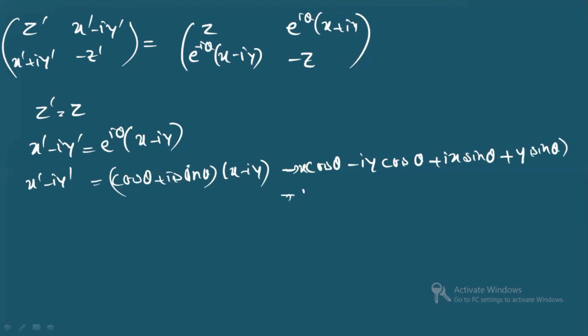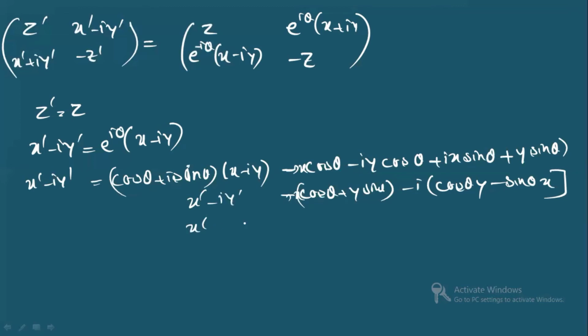So finally you will get x cos theta plus y sine theta, and here it is minus i cos theta y, also you can write whatever, it is not making any difference. And here it is what? Minus sine theta x. This is what you will get. So when you compare now, this is x prime minus iy prime. You will get what? x prime is equal to what? It is cos theta x plus sine theta y. And y prime is equal to what? y prime is equal to cos theta y minus sine theta x, right? This is what you will get.